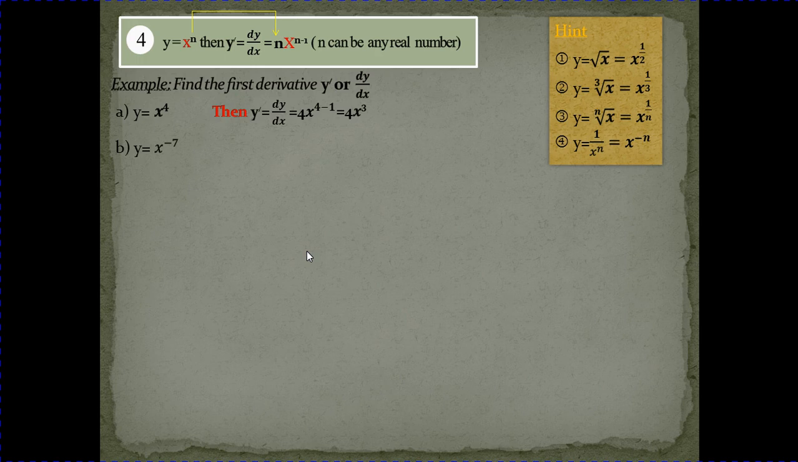B, if y equals x power negative 7, then if you want to get y dash, it will be negative 7, put the power down, and subtract 1 from negative 7. It will be negative 7, x power what? Yes, x power negative 8. Then you can change the power into positive, it will be negative 7 over x power 8.